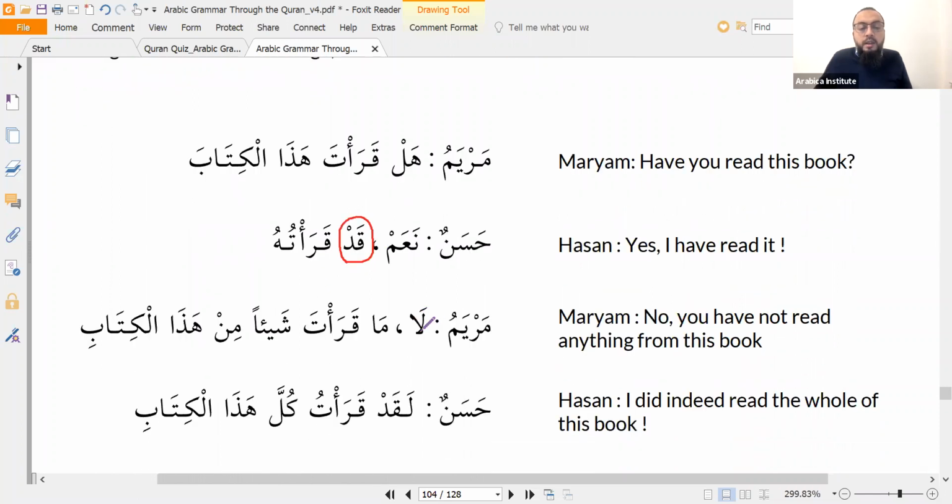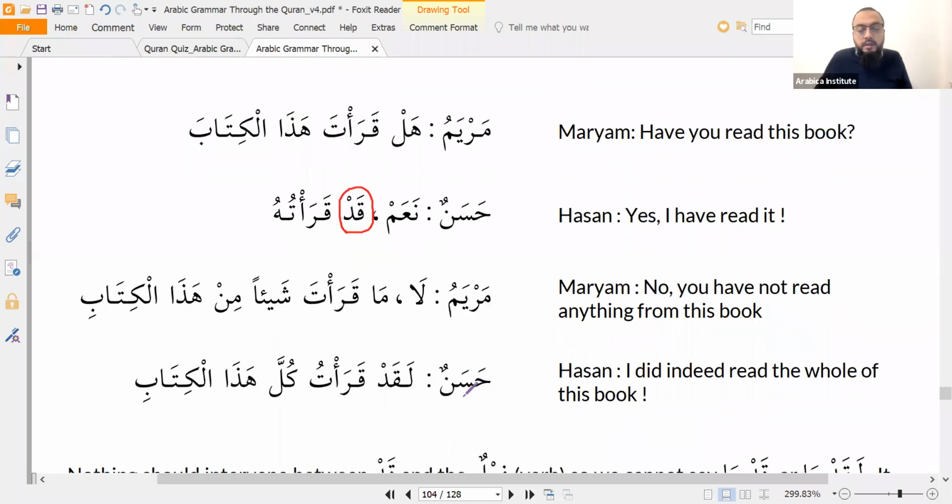And then she says لا, she's actually not, it's gone beyond doubt now, she's denying, she's disagreeing with him. ما قرأت شيئا من هذا الكتاب. And he says, now he's going to use the double emphasis because it's gone beyond doubt, it's gone to denial. And to dispel the denial, he says, لقد قرأت كل هذا الكتاب. Okay, so here we have the use of the qad and the laqad.